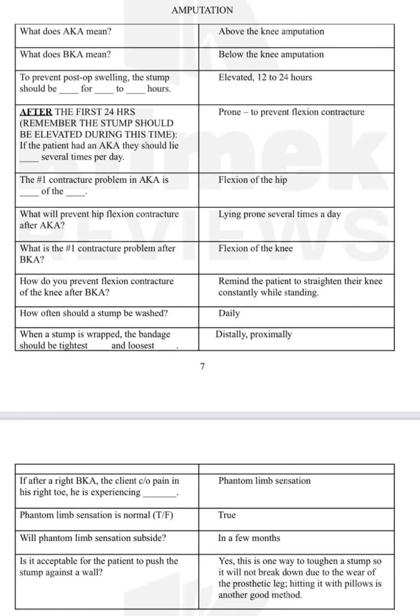11. If after a right BKA, the client carries pain in his right toe, he is experiencing blank. Answer: phantom limb sensation. Rationale: feeling pain in a body part that's no longer there is called phantom limb sensation. It's normal after amputation and happens because the brain still thinks the limb is present.